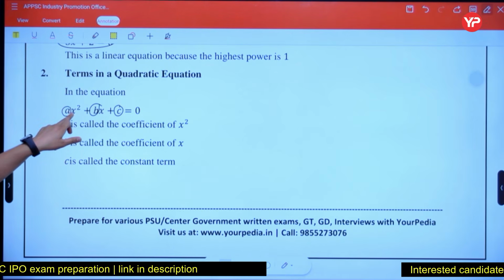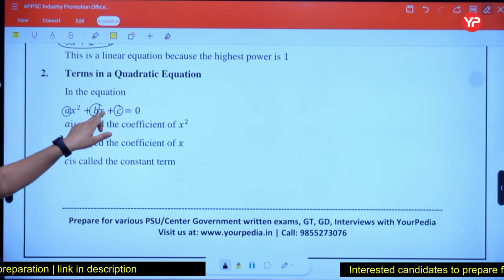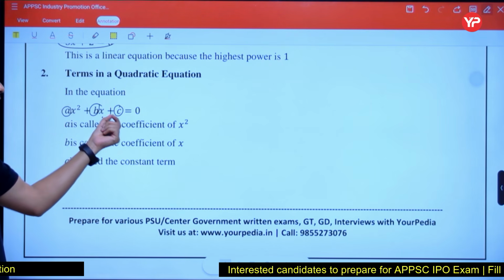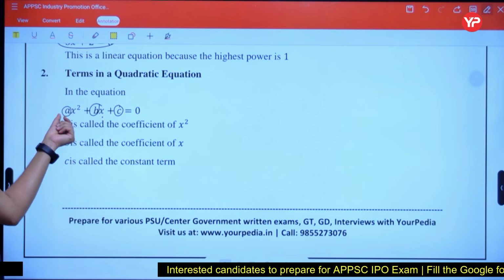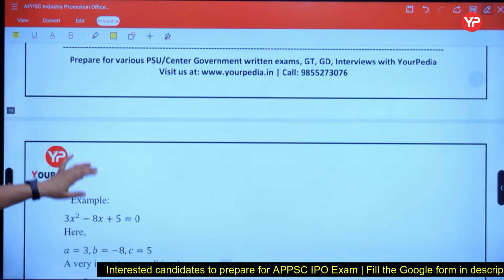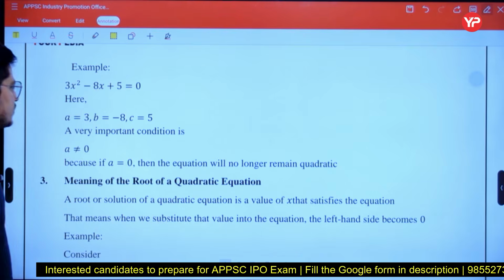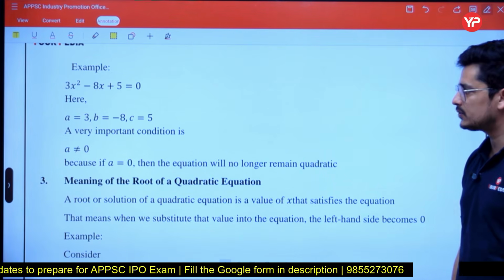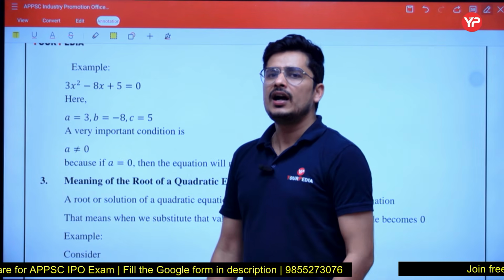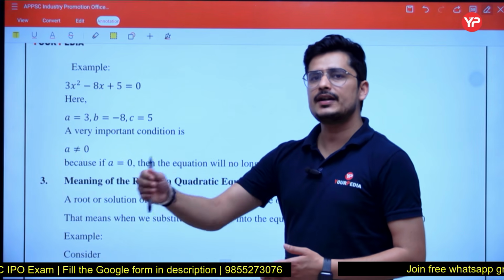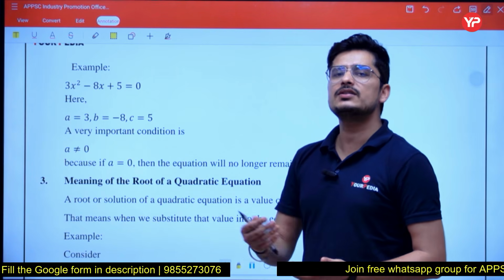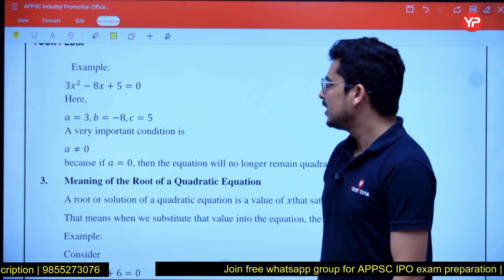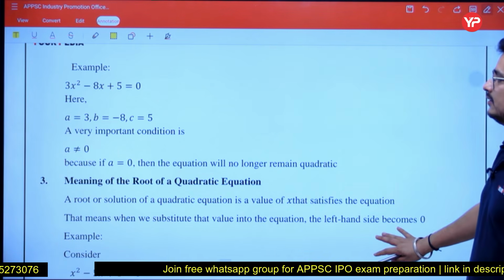One more thing, inside this quadratic equation, these are the coefficients a, b, c. So a is the coefficient of x square, b is the coefficient of x, and c is the constant term. You can say c is not a coefficient, c is the constant term, right? Now, if I ask you, you have a quadratic equation 3x square minus 8x plus 5 equals 0, what is the coefficient of x square, the coefficient of x, and the constant term? The a value is 3, b value is minus 8, and c value is 5, right?